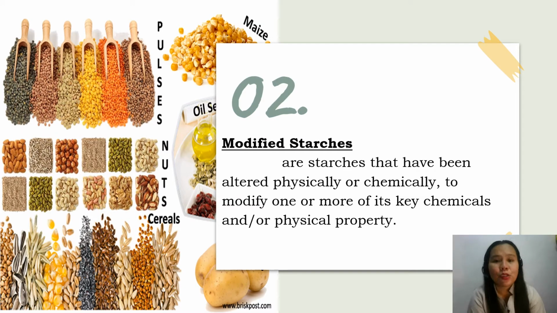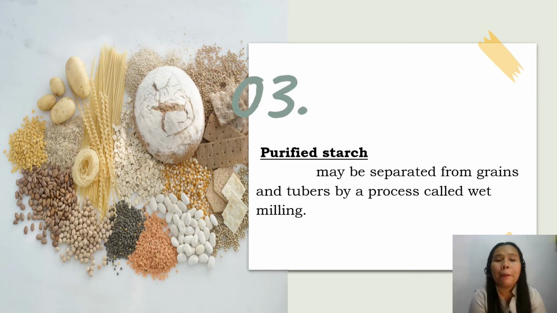The second kind of starch is called modified starches. This means something has been changed from its natural source. For example, you cook rice. There is already a physical or chemical change that happened, and that is considered modified starch. The last one is called purified starch. This procedure employs various techniques of grinding and screening to separate starch from fiber, oil, and protein.